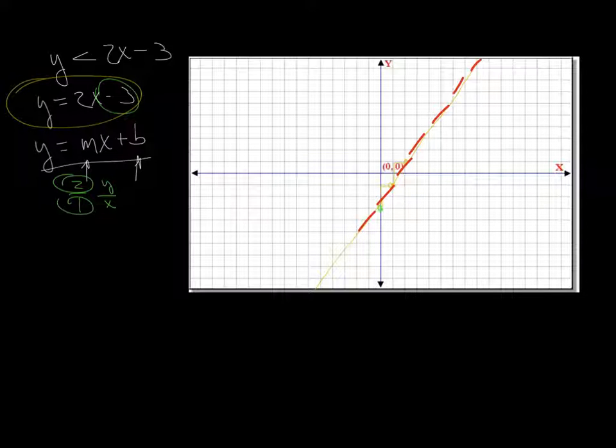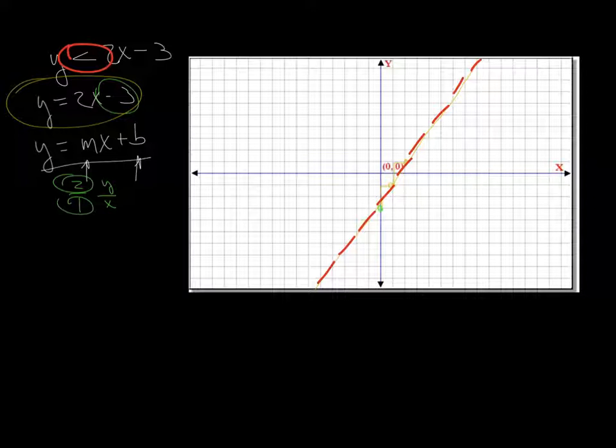Okay, so it goes through all those points, but it's dotted because it cannot be on the line, because it says y is less than. It does not say it's equal to. So without that line underneath here, like you're used to seeing sometimes, if that line were there, it would be a solid line. But because it's not, it's going to be dotted, meaning that the points do not fall on the line. So what we're going to do now is shade.